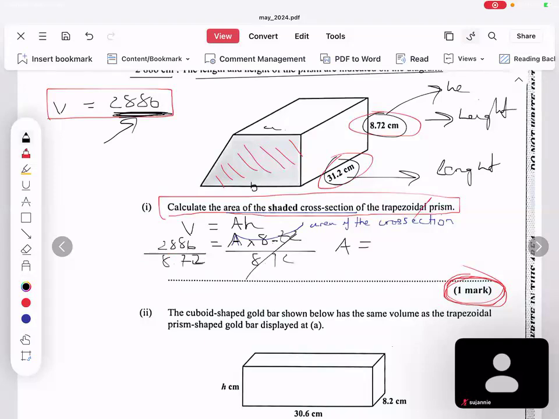What is the answer? 330.96 centimeters squared. All right, so basically the area of the shaded portion is 330.96.